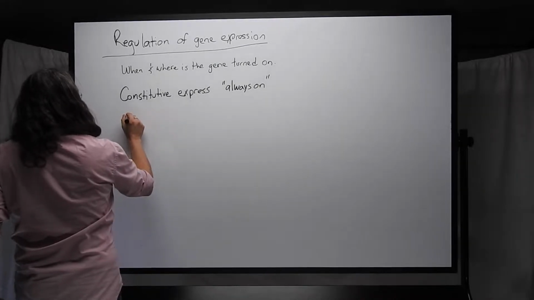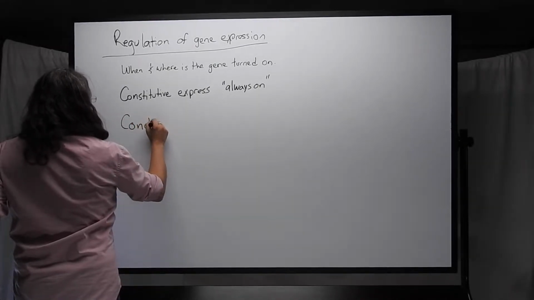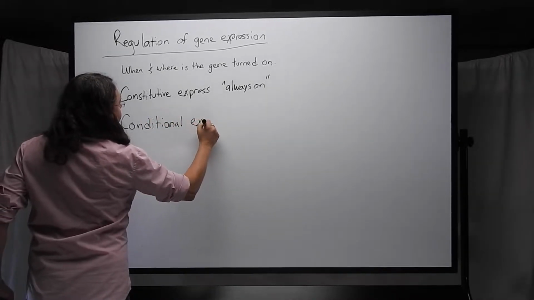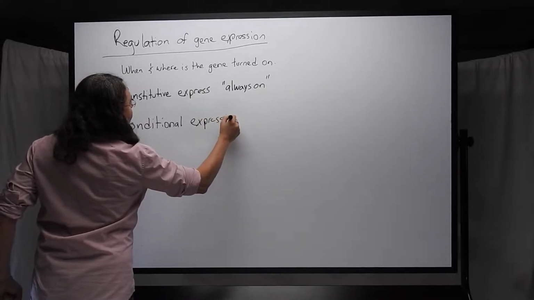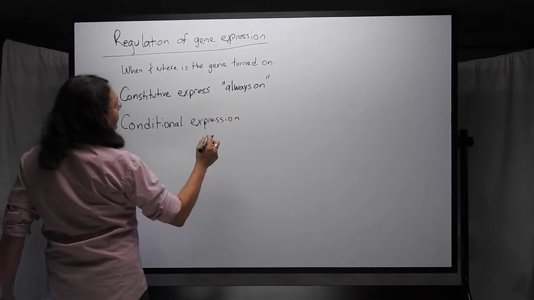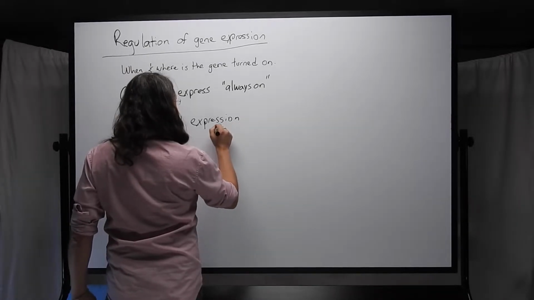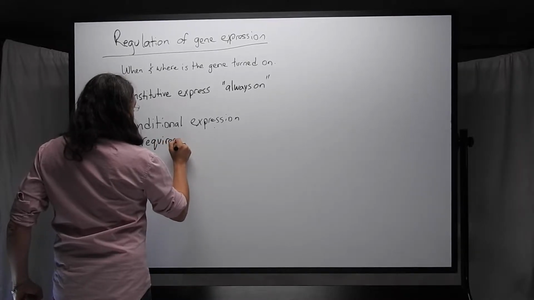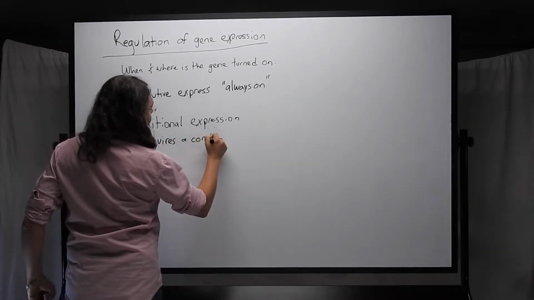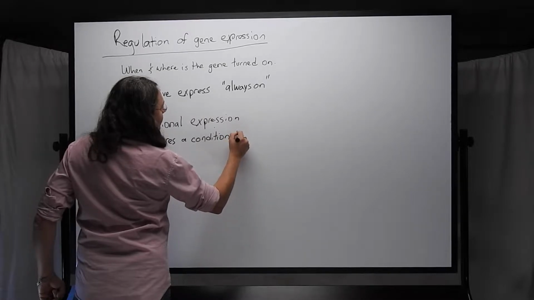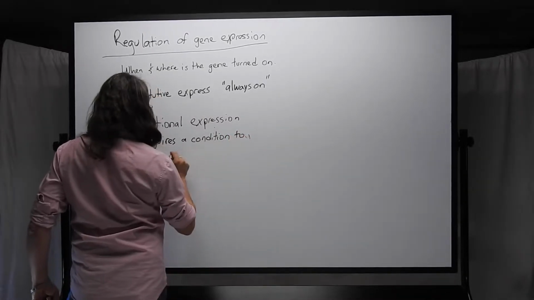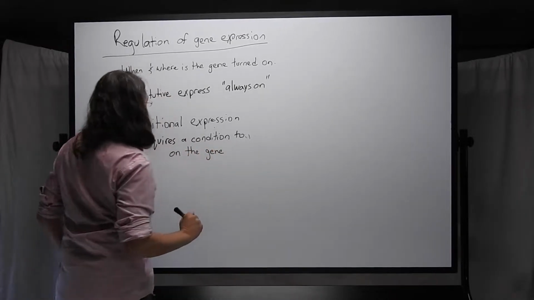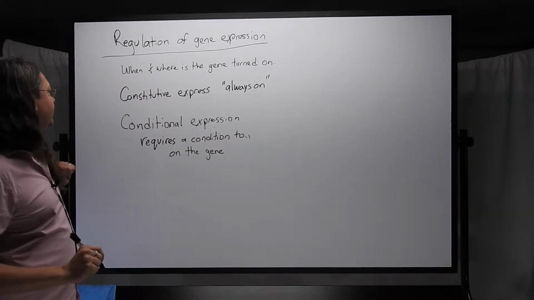The other class of genes are conditionally expressed. Conditional expression means just what it says, that a condition is required. It requires a condition to be met to turn on the gene. So that's conditional gene expression.